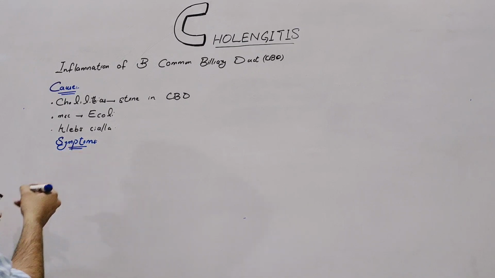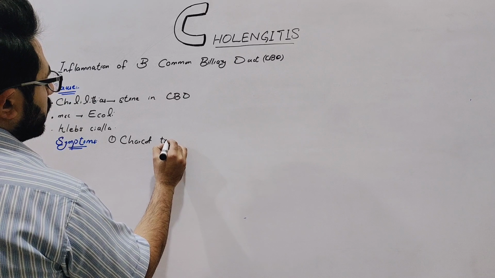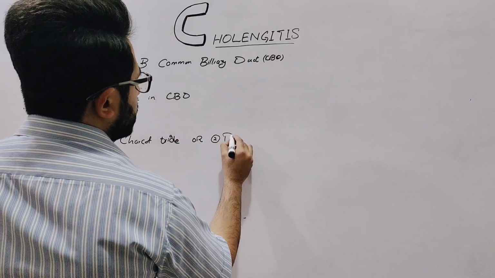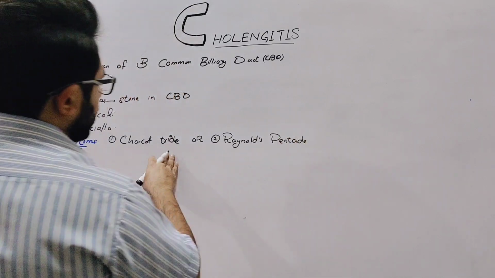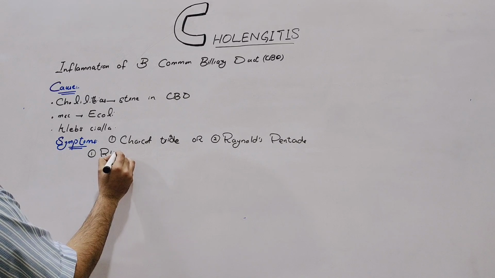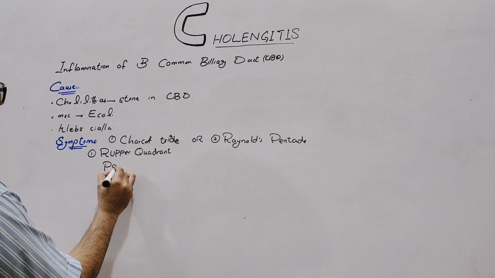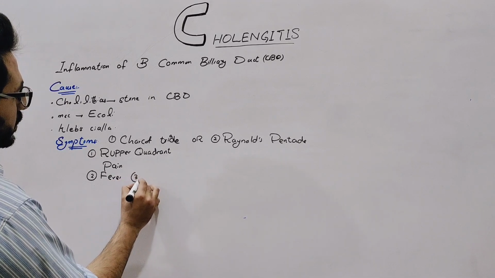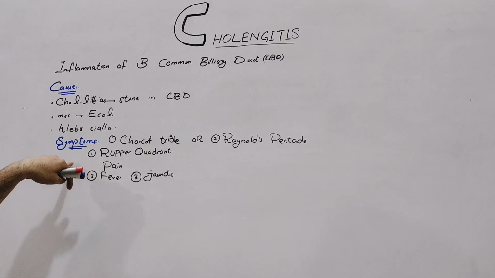To remember the symptoms, you should remember only two things: the Charcot triad, or the Reynolds pentad. Pentad means five things, triad means three things. The three things of the triad are: first, right upper quadrant pain; second, the patient presents with fever; and third, the patient will have jaundice. If these three things are found in a patient, then the Charcot triad is positive.